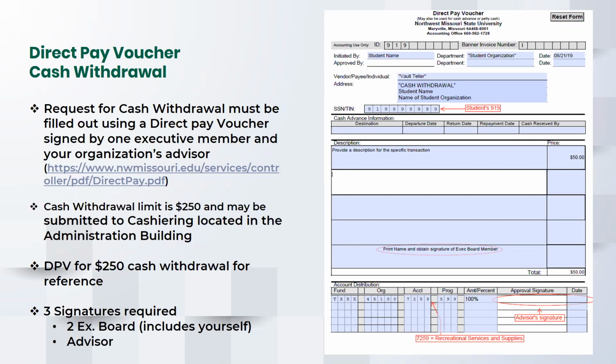It does require 3 signatures. The person on the exec board that's requesting the funds would be 1 signature. The second exec board member could be anyone on the exec board. If it's not the president, it could be the treasurer or anyone else that would be on the exec board itself. And then as well as the advisor, they are the 3rd signature, and you must have their signature in order to be able to submit this to cashiering.